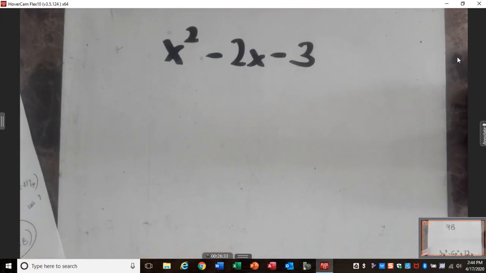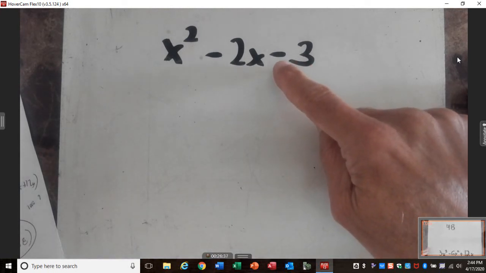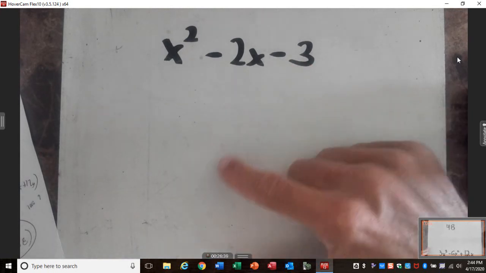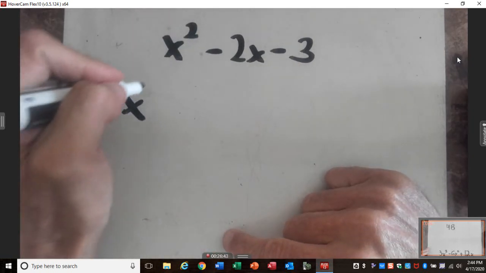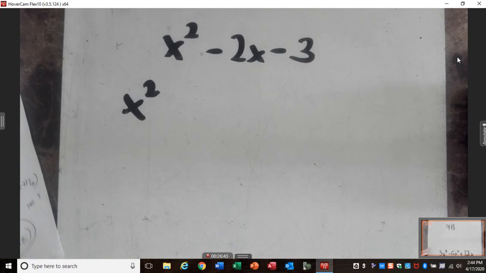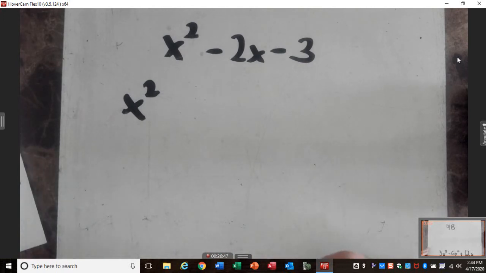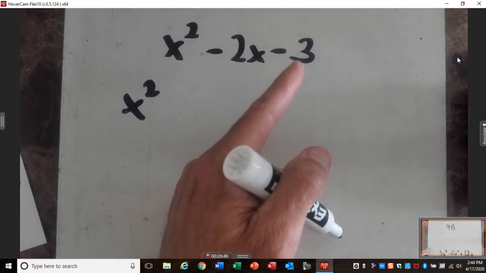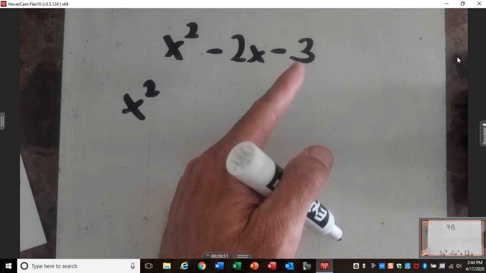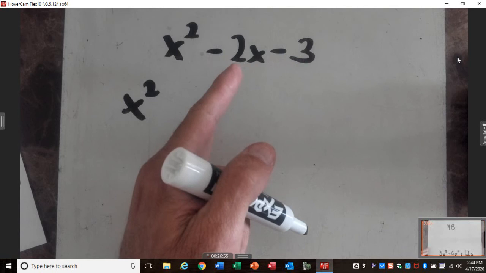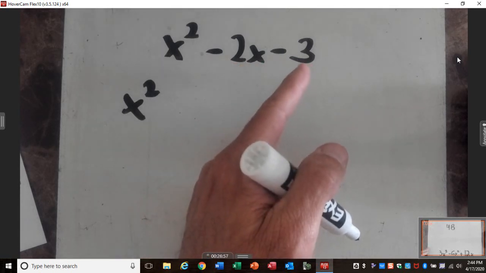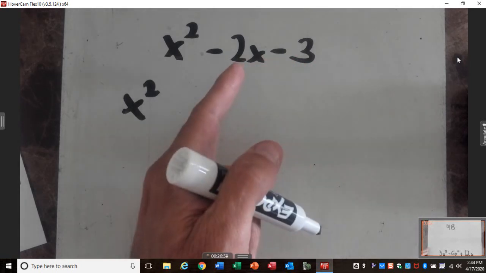I'm going to factor this guy. This one's a little different. Notice the last term is negative here. So here's what we're going to do. I'm going to take the x squared and move it down, just like we've always done. All right, hear my words carefully. Now we want factors of 3 that when we subtract, we get 2, a negative 2.